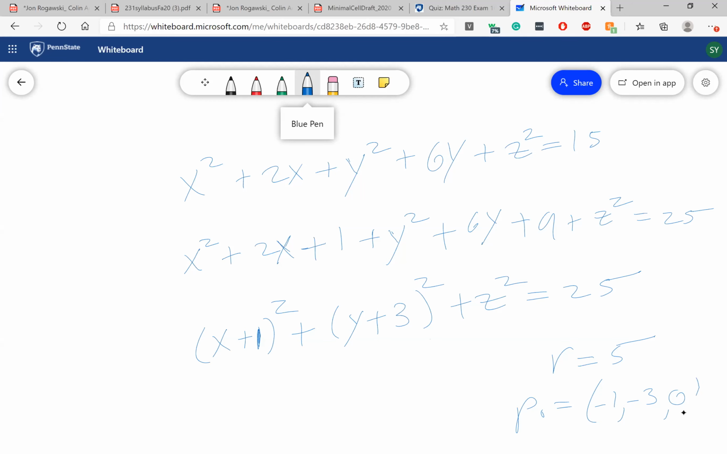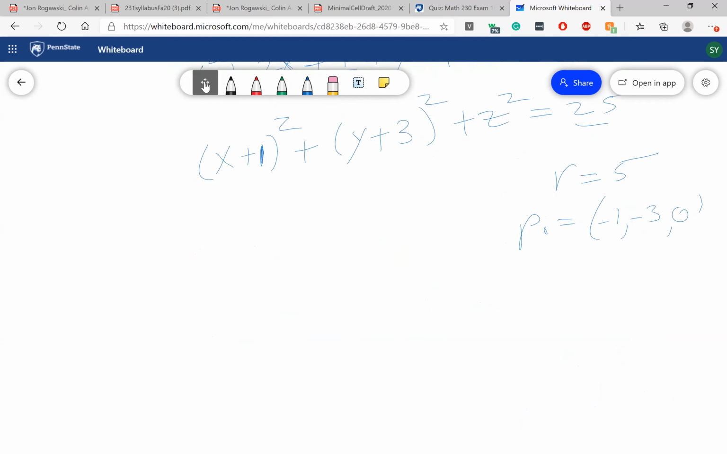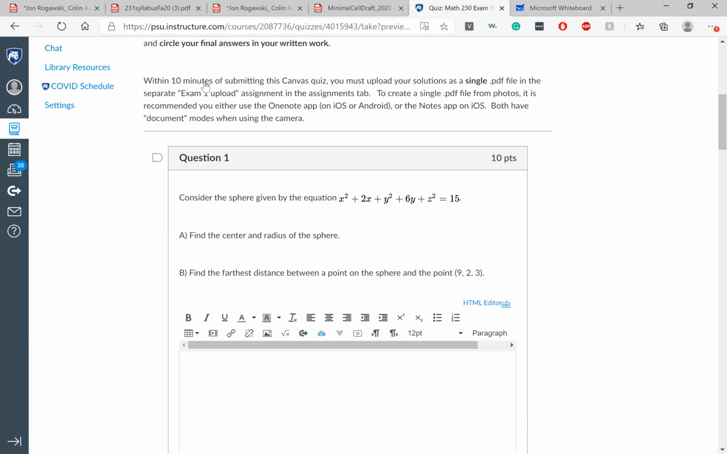Why did you change the 15 to 25? Because I added a 9 here, and I added a 1 here. So I just added the same to the other side. Okay, thank you. Pleasure.